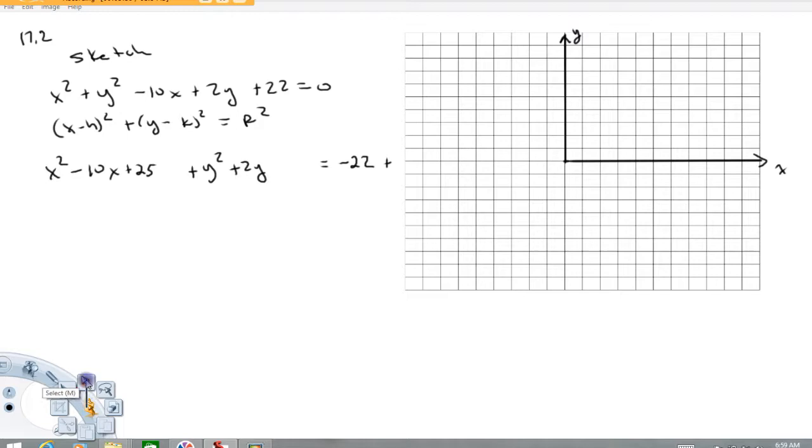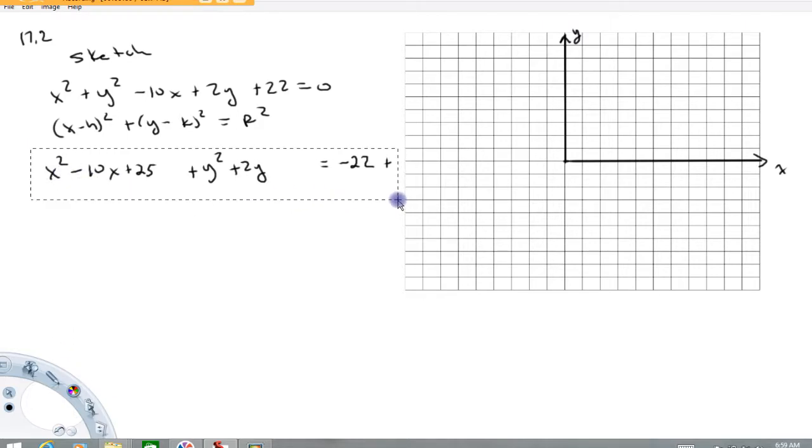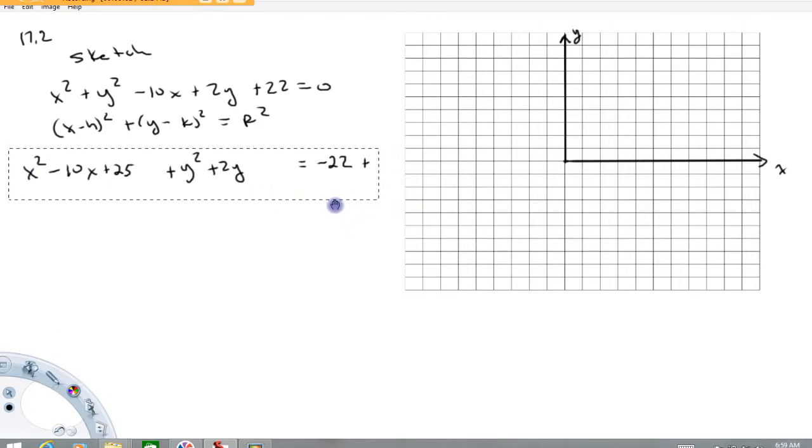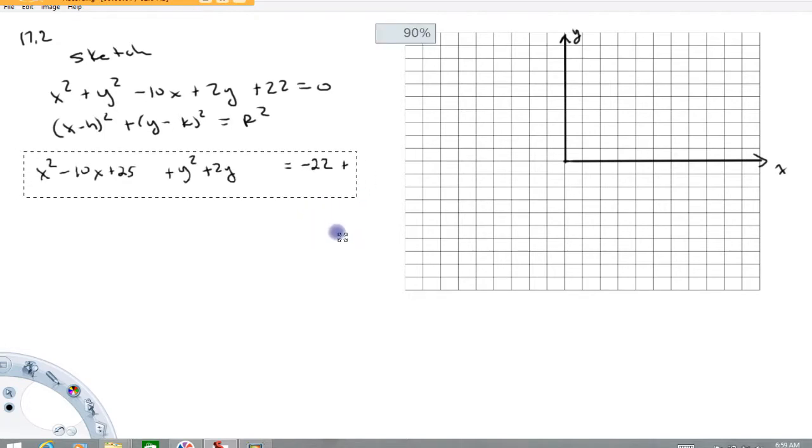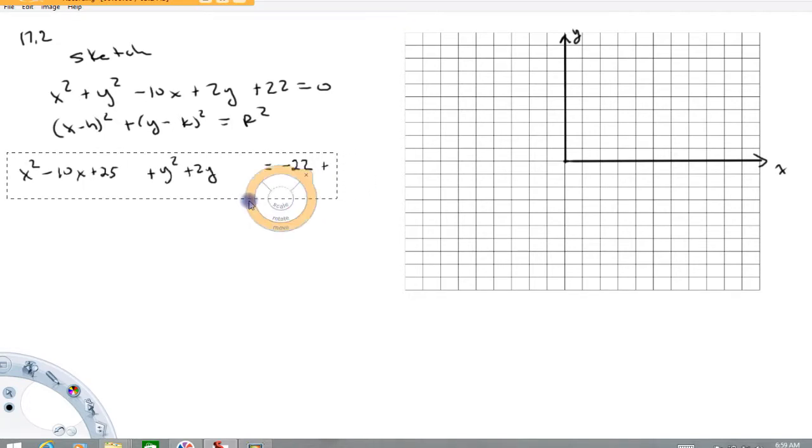Give me a moment here, I need a little more room. Okay, there, plus 25. All right, now this guy, we'll just put him on pause for a moment. Let's take a look at this.